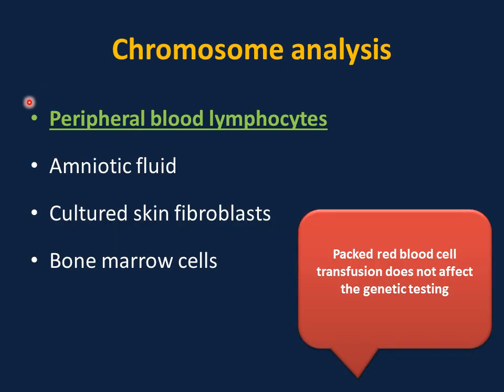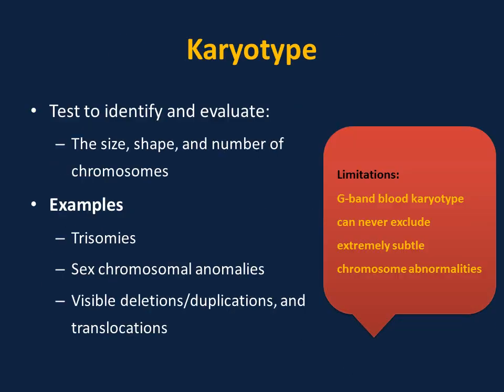Chromosomal analysis, the fastest and easiest, is a blood test, which uses peripheral blood lymphocytes, testing the lymphocytes or the white blood cells. If a newborn in the nursery, for example, received a packed red blood cell transfusion, this does not affect the genetic testing because we test the white blood cells and not the red blood cells. Other sources include amniotic fluid or chorionic villus sampling, cultured skin fibroblasts, and bone marrow cells.